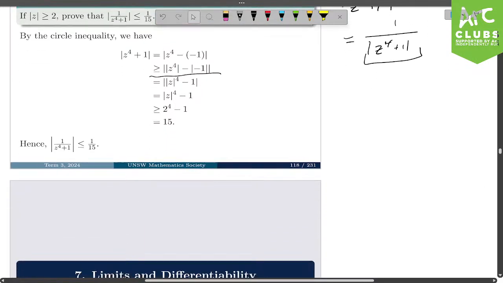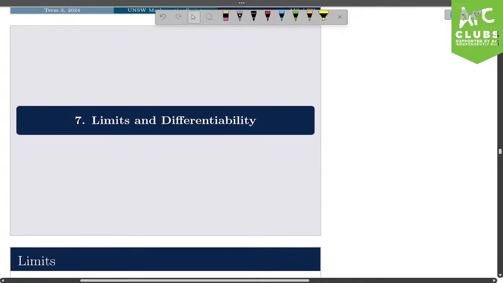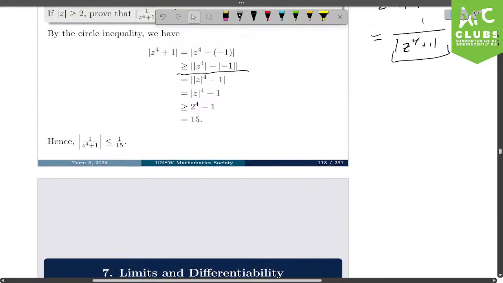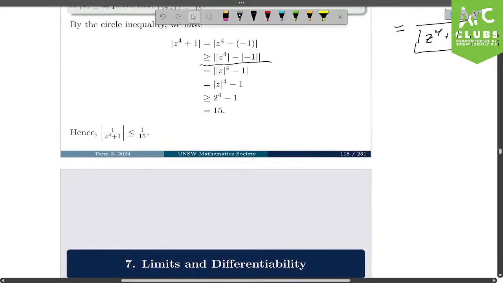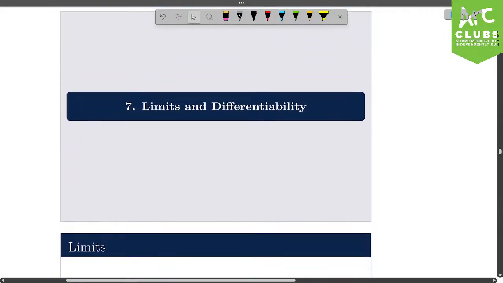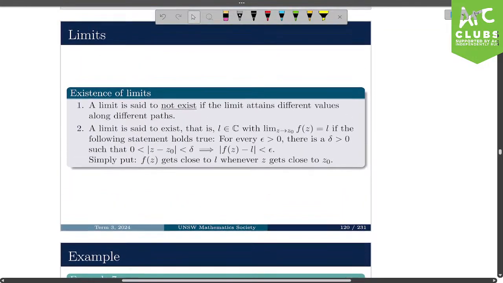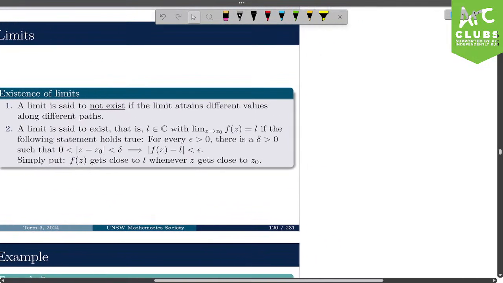Fantastic. Now we're just going to jump straight into limits and differentiability. That was just a little intro to complex numbers and inequalities, just so we can get moving with later parts of the course. So, limits and differentiability. We understand limits, epsilon delta definition.